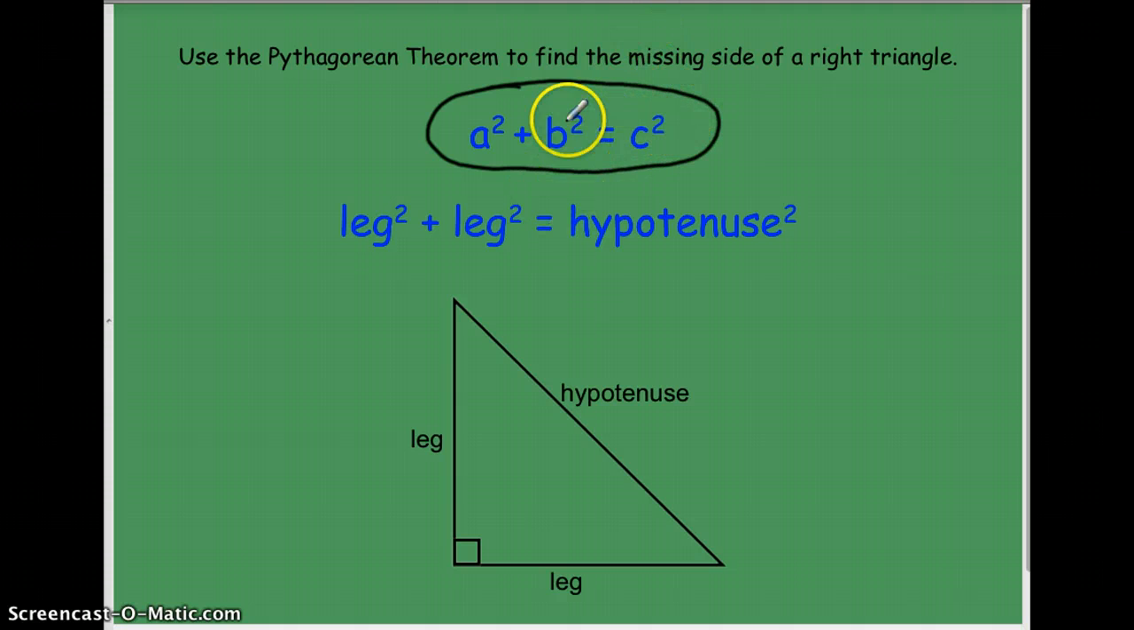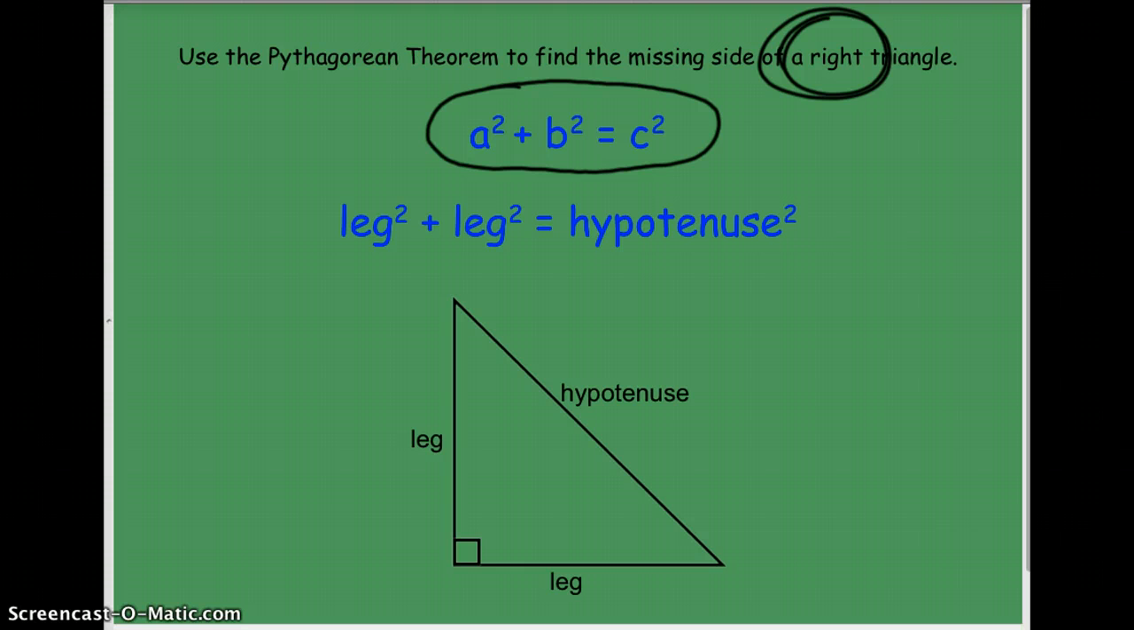And if you remember, on the last slide, I told you they won't always use A, B, and C. What you have to know is which two sides are the legs and which side is the hypotenuse. So you will always take the leg squared plus the leg squared, and that will equal the hypotenuse squared. And again, only works if it's a right triangle. So keep that in mind as we go through this.